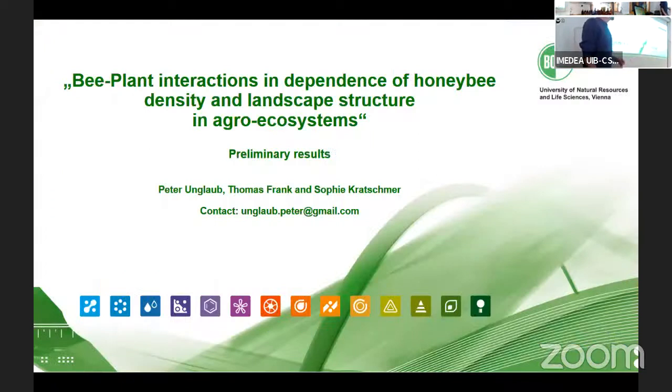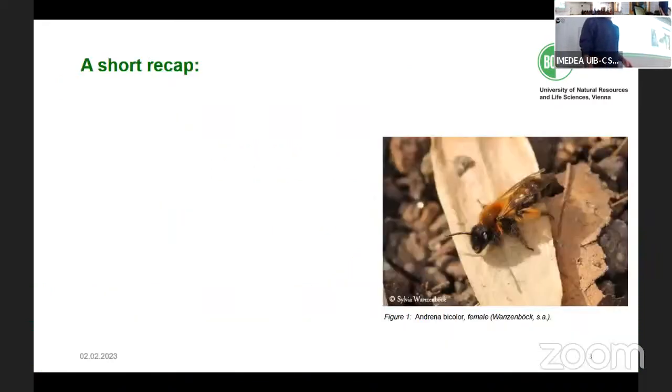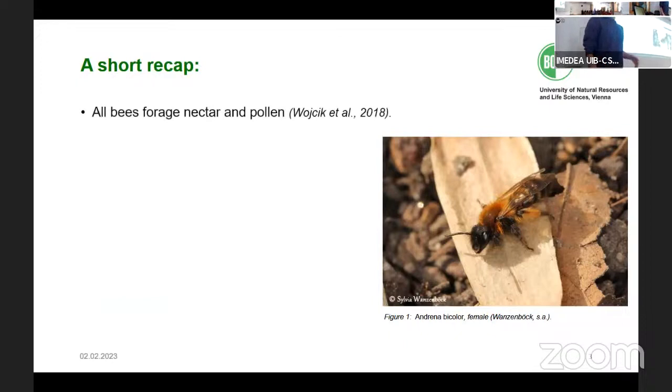Like Tim said, I will present my master thesis. The title is Bee-Plant Interaction and Dependence of Honeybee Density and Landscape Structure in Agroecosystems. The thesis was supervised by Thomas Frank and Sophie Kratschmer, and we will start with a short introduction. Since all bees forage on nectar and pollen, there is potential for increased interspecific competition.